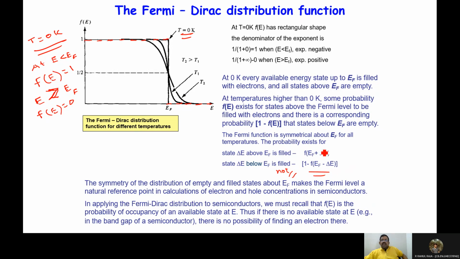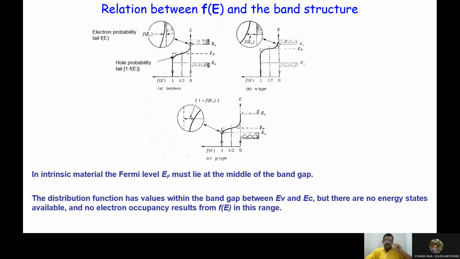You can actually do this mathematics, and you will see that both remain the same. Whatever value is here, you will find an identical symmetry in this function. So it is symmetric about the midpoint, the Fermi energy. What is very important, as I told you, is that if there is no available state at E within the gap, there is no possibility of finding an electron there. This you have to keep in mind. Definitely, in an intrinsic semiconductor, because you are creating electron and hole pairs, n naught equals p naught, which means EF must lie at the middle of the band gap.